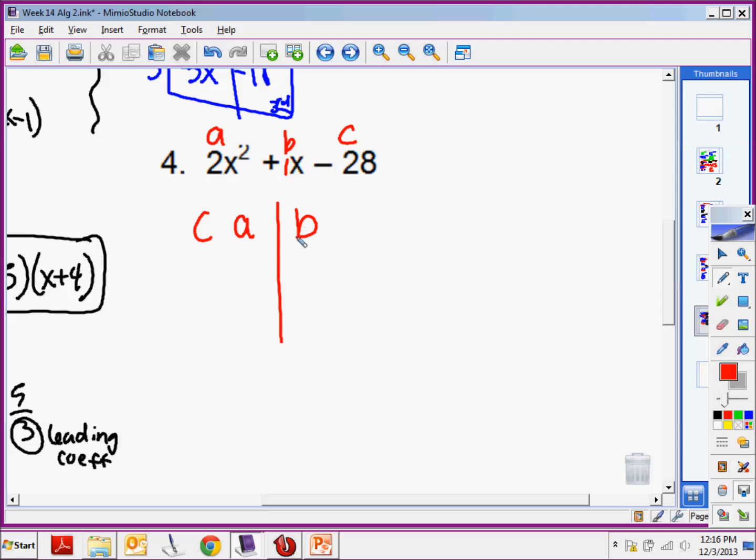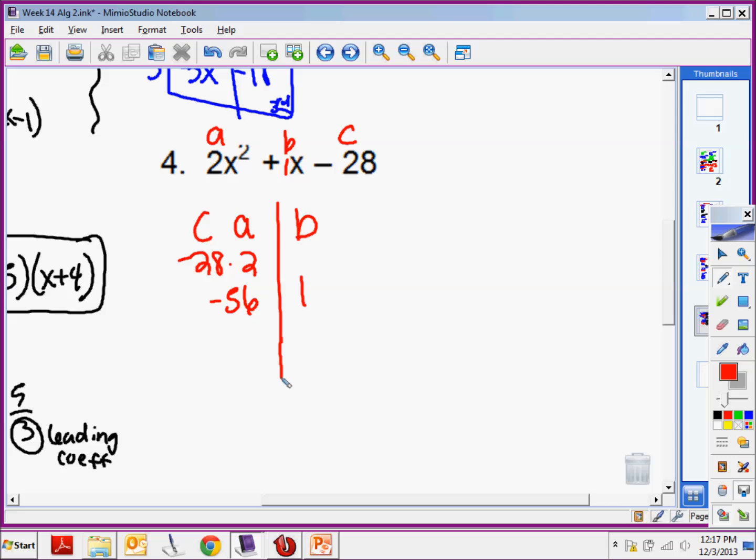So CAB: C, A, B. My C and my A are negative 28 times 2. And what's negative 28 times 2? Negative 56. So what factors of negative 56 will add to give me 1? No, what factors, which means you're multiplying.